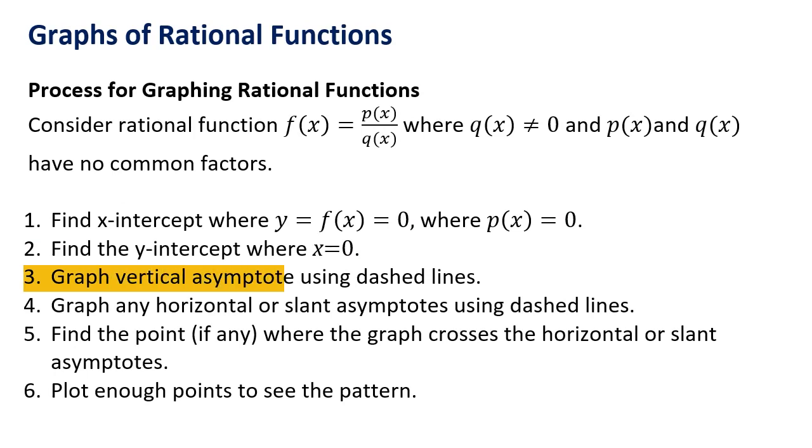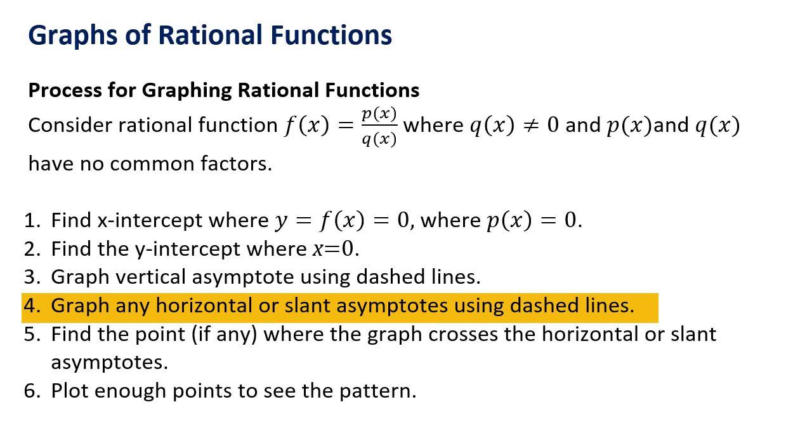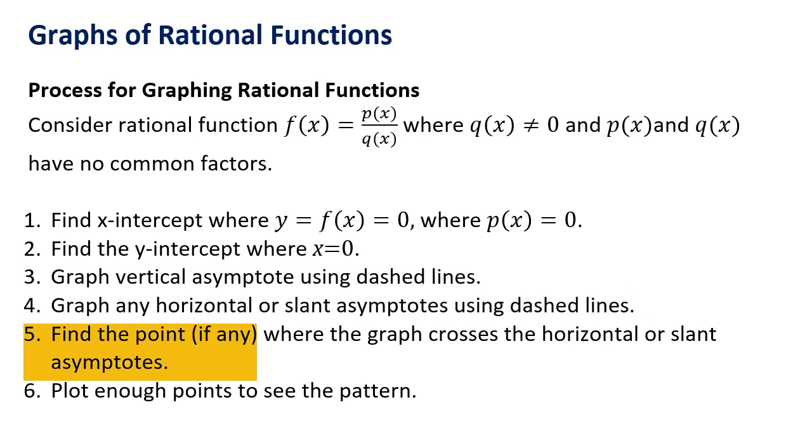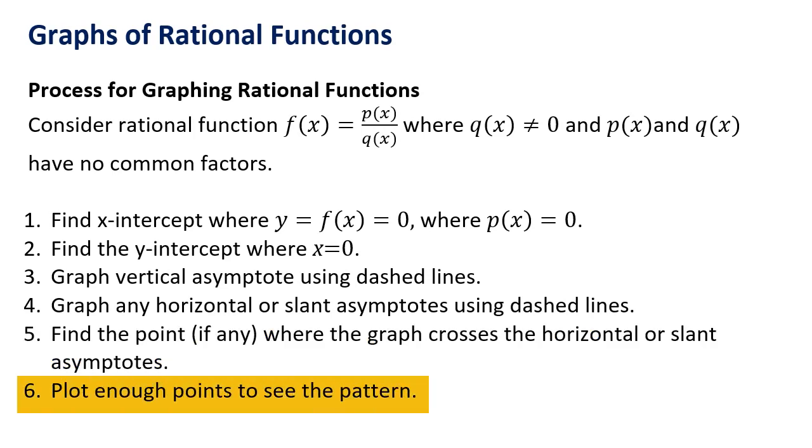Graph the vertical asymptotes. Use dashed lines. Graph any horizontal or slant asymptotes. Use dashed lines. Find the point, if any, where the graph crosses either the horizontal or the slant asymptotes, and then plot enough points to see the pattern of the graph.